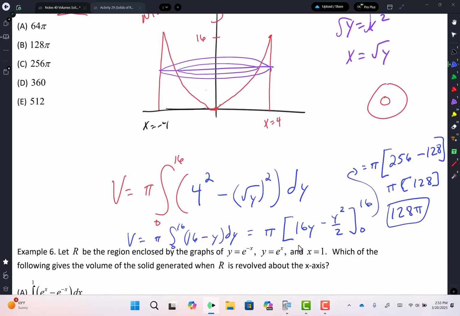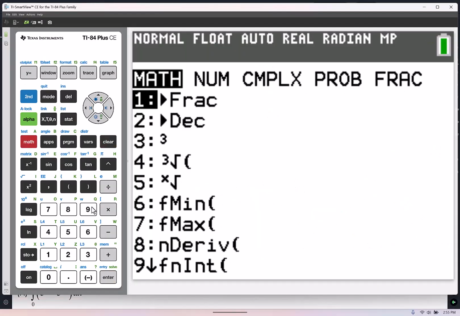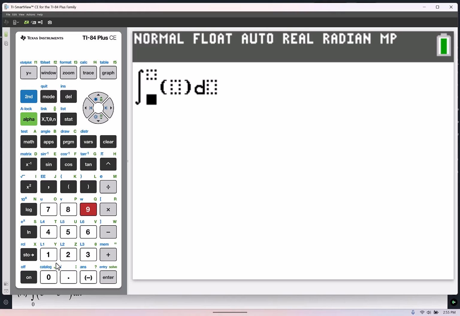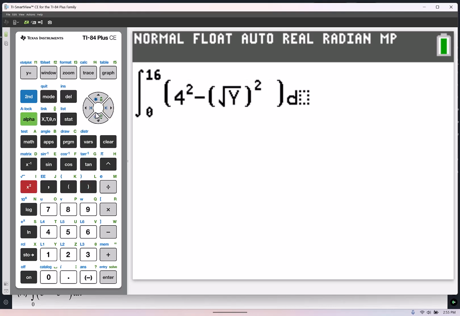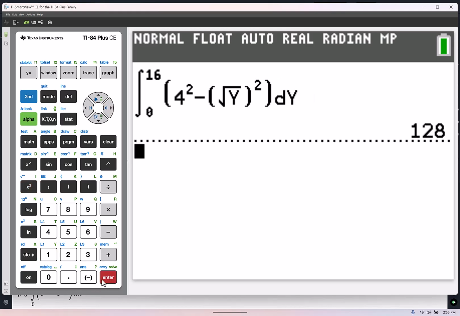So how would I do it with a calculator? I would not put the pi in there. I would just go math 9, 0 to 16, and then 4 squared minus, if you want to put the parenthesis with a square root of y in there, you can. You can do this, square root alpha y, squared alpha y. I just don't like it because it makes me slower. So there it is. Put a pi next to it.